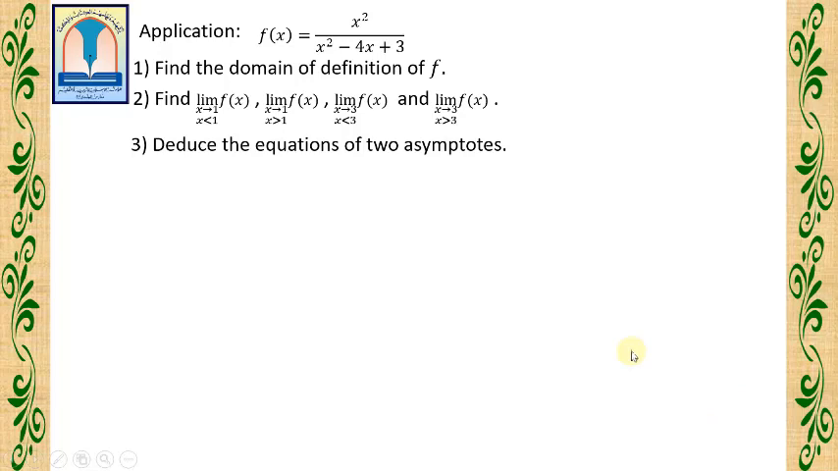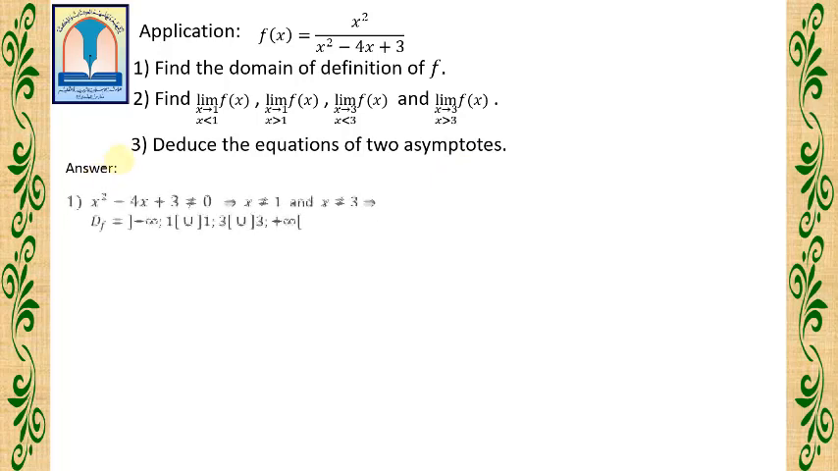Now, please solve the following application. Given this function f of x equals x squared over x squared minus 4x plus 3. Find the domain of definition of f, find the following four limits, and deduce the equations of two asymptotes.